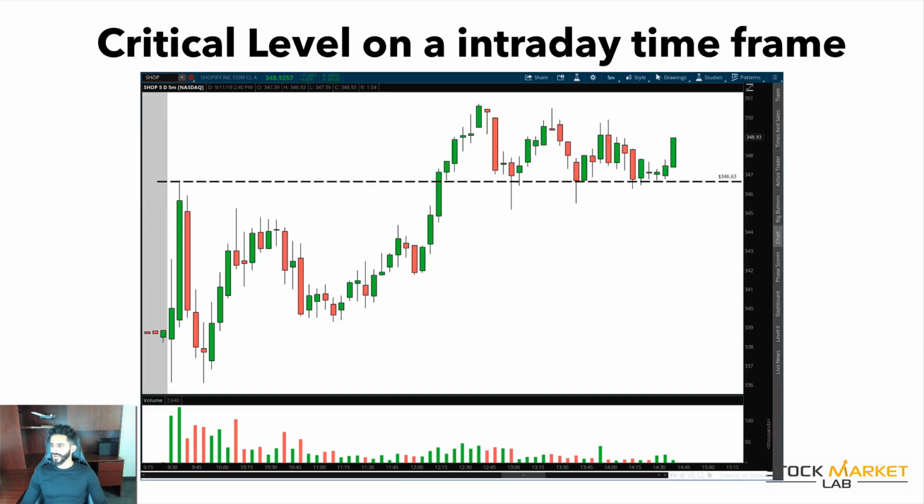Now, in this situation, you can see the stock gets rejected, right? Gets rejected, and boom, what happens right here? It breaks that resistance level, right? And this is on an intraday time period. We're on a 5-minute chart for the stock Shopify, meaning each candle represents 5 minutes. I'll show you how to apply your critical levels, what time frames to go on, and all that moving forward. But for now, just focus on what's in front of us.